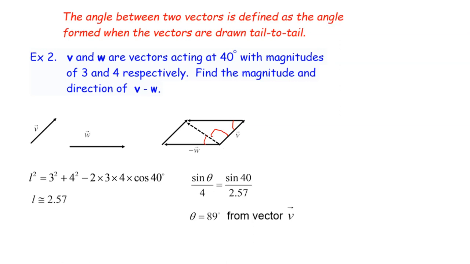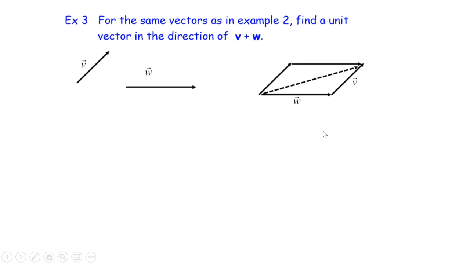And if you look at the top of the page, you'll notice that it does make the point: the angle between two vectors is defined as the angle formed when the vectors are drawn tail to tail. So that's why these two vectors are in fact drawn tail to tail. So here's my v vector, here's my minus w vector, but the angle between the original vectors v and w is what we're saying is the 40 degrees, but the v minus w means that the other vector, the w vector, is running in the opposite direction. Okay?